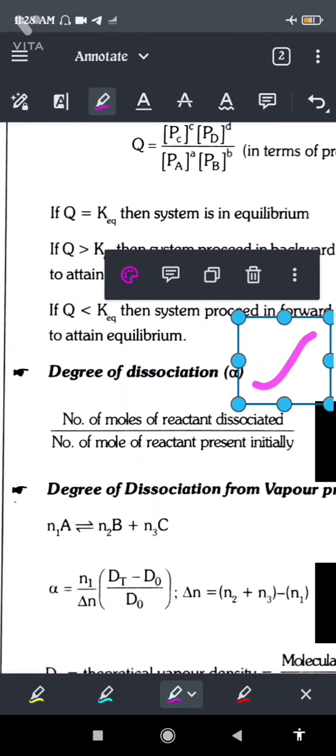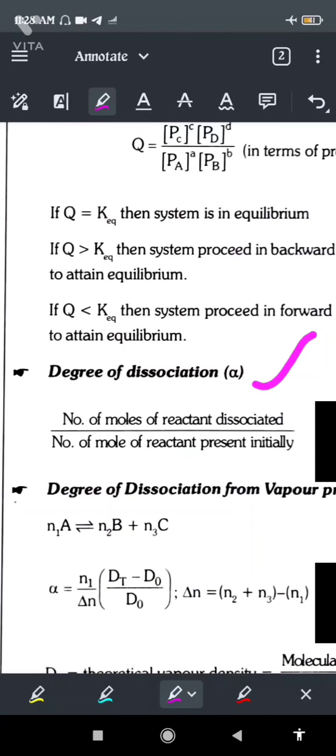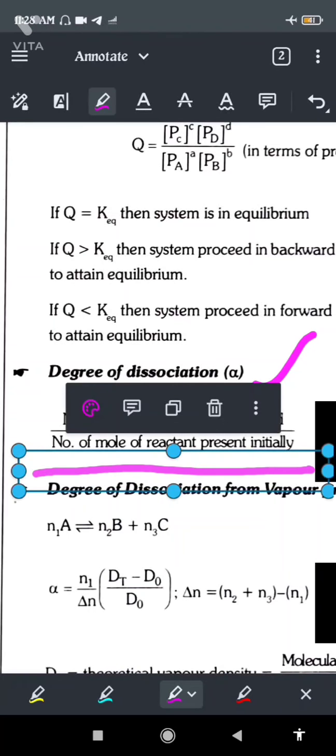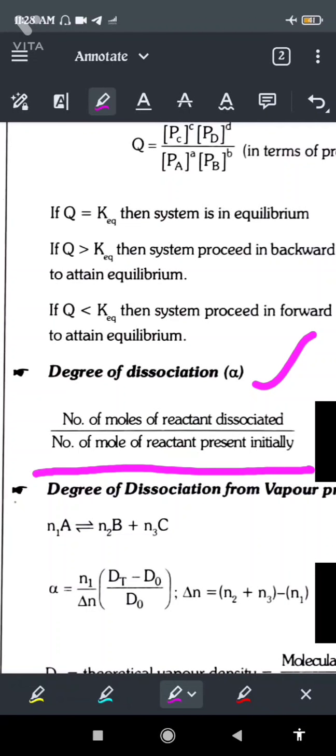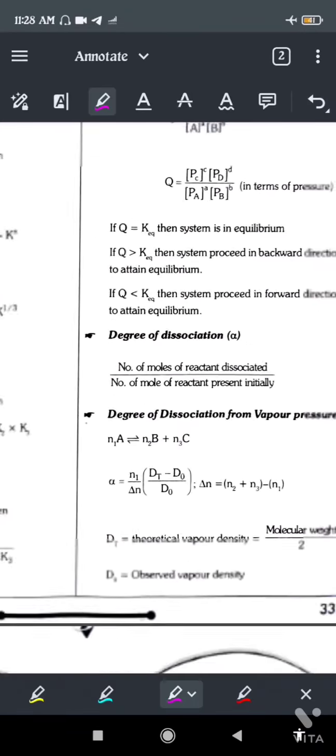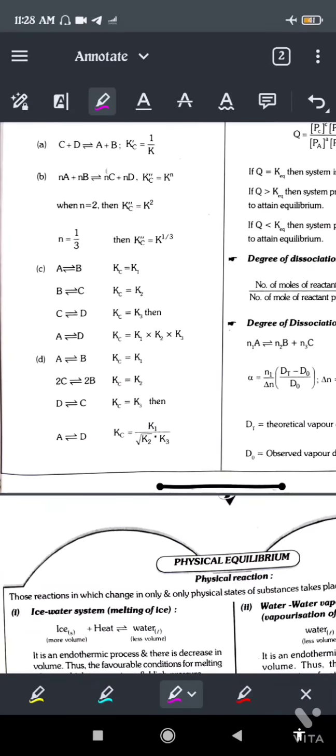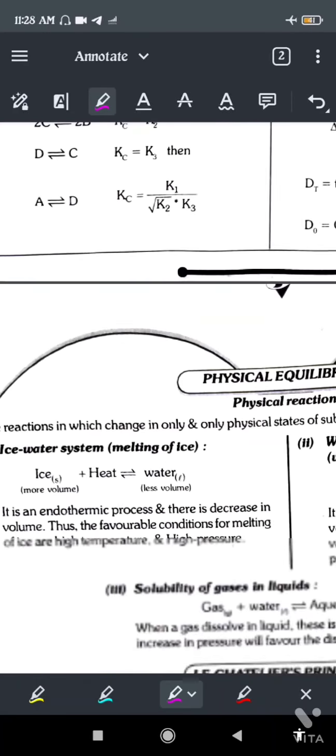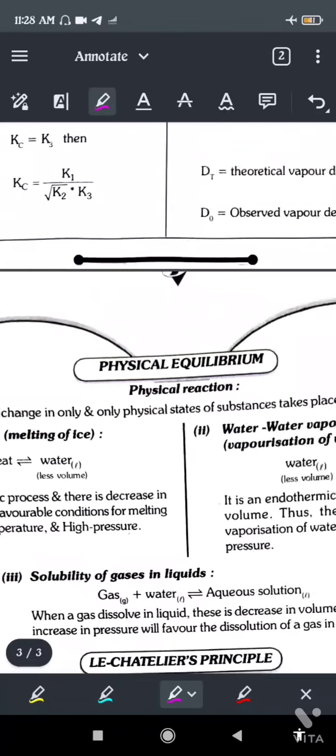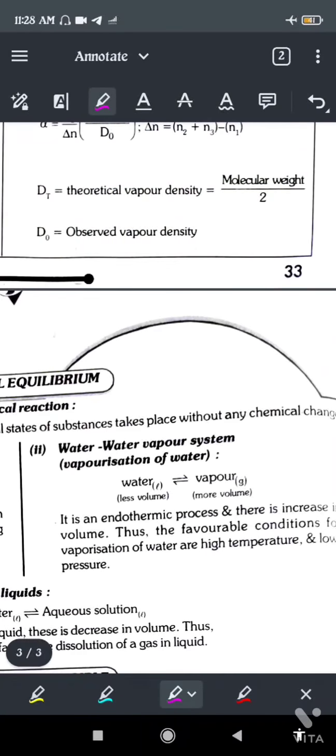Then the degree of dissociation, the vital point. The degree of dissociation can be calculated as the number of moles of reactant dissociated divided by the number of moles of reactant present initially. Then the formula.